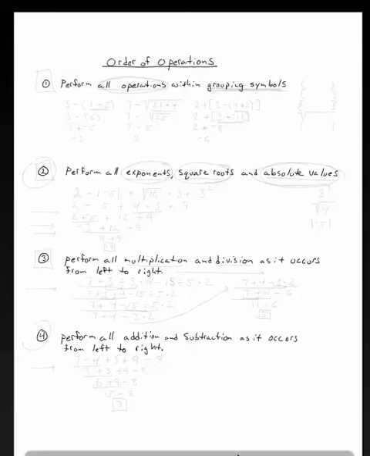So this pencast is on the order of operations, and what we're going to do in this video is just review the order of operations. What are they, and then how do you recognize them?